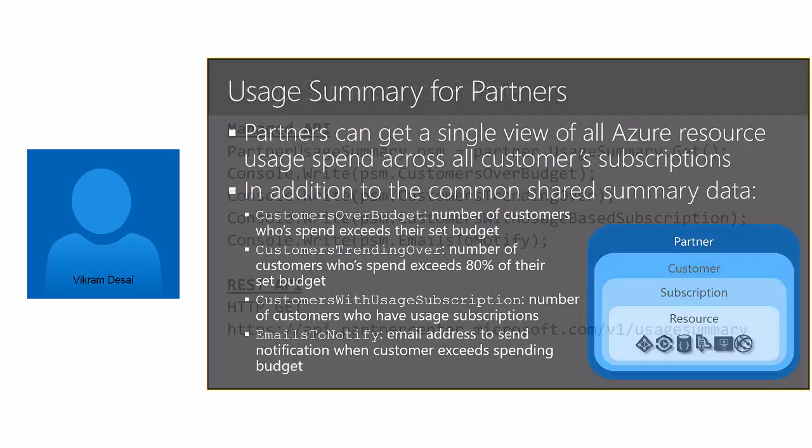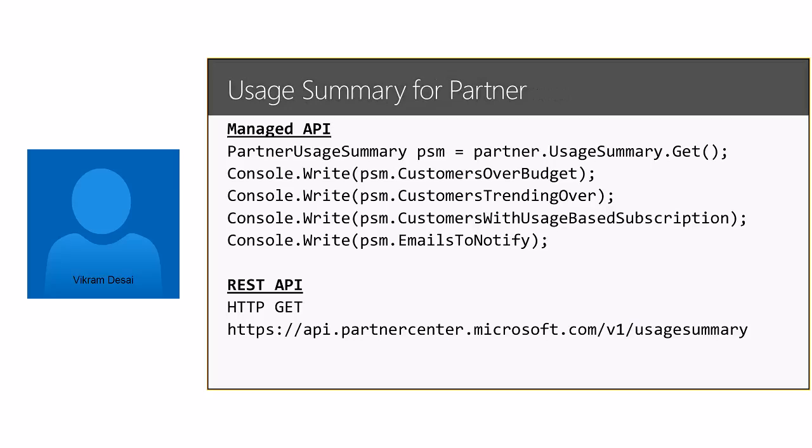So as a partner, you can get the usage of all of your customers on all these properties which I just talked about, and then you can take the appropriate action. If you want to notify by email all the ones who are over budget or trending over, you can notify them using the emails to notify property, and then take your action in your app.